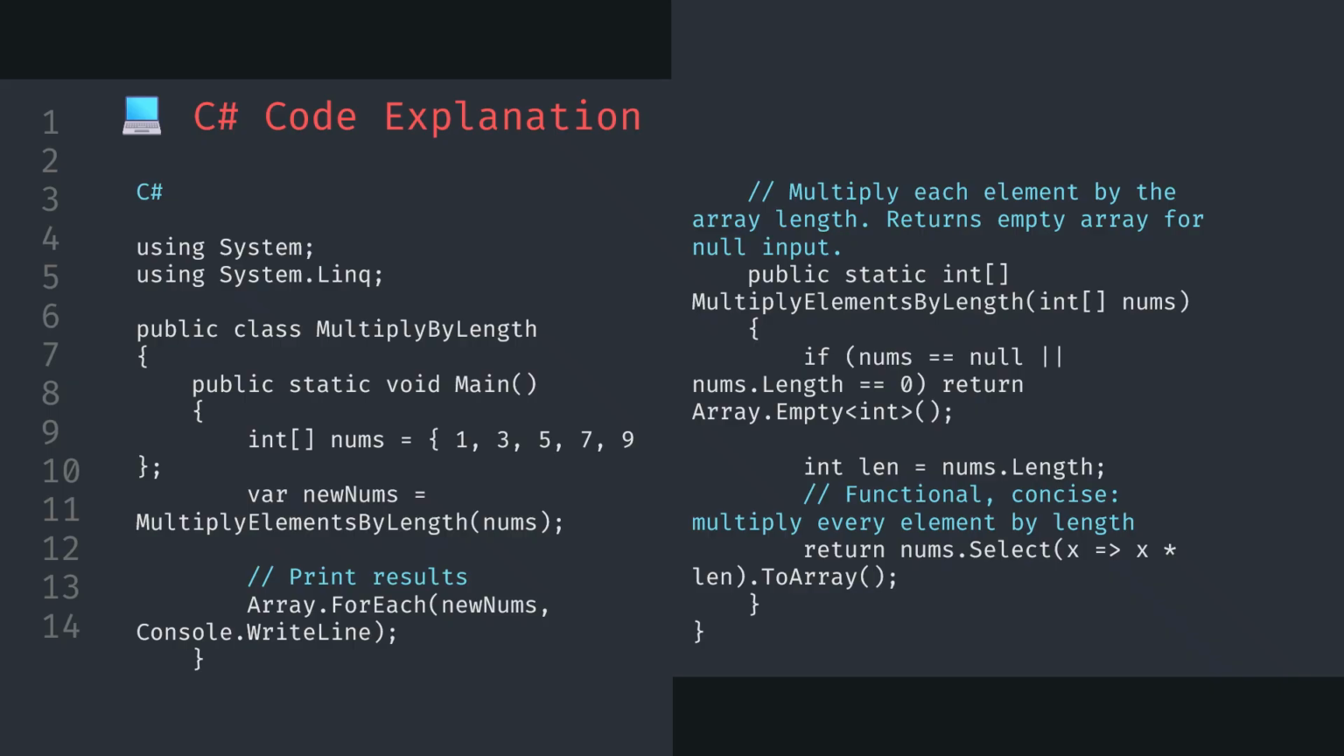The code is intentionally small and readable. We place a guard at the top. If nums is null or empty, we return an empty array. Then we compute len once and use LINQ to transform every element. ToArray materializes the result. The style is expressive and easy to test. The main shows a concrete example and prints each resulting element on its own line. That's what you saw in the sample output.